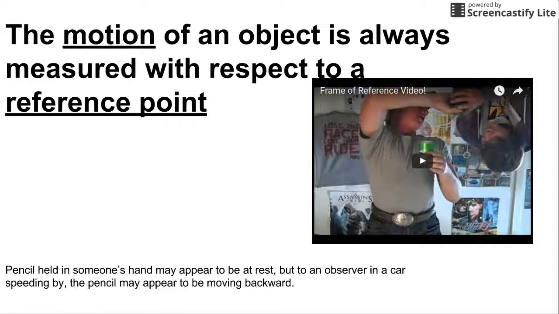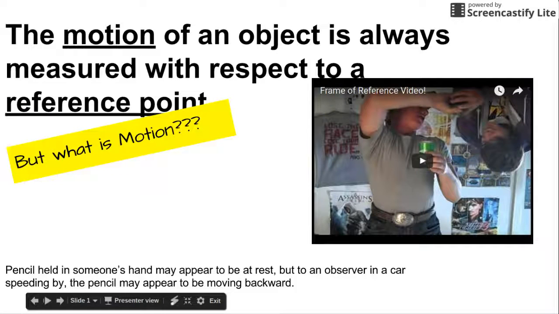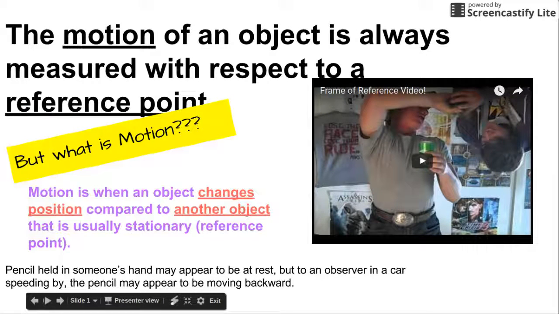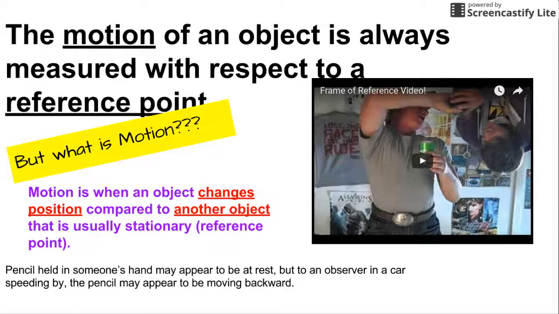So we're going to first start talking about the motion of an object is always measured with respect to a reference point. Now there's two vocabulary words in there that we have to understand, motion and reference point. So again, the motion of an object is always measured with respect to a reference point. But the question is, what is motion? Motion is when an object changes position compared to another object that is usually stationary. We refer to that usually stationary object as a reference point.